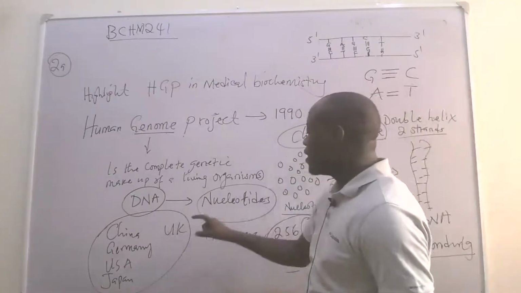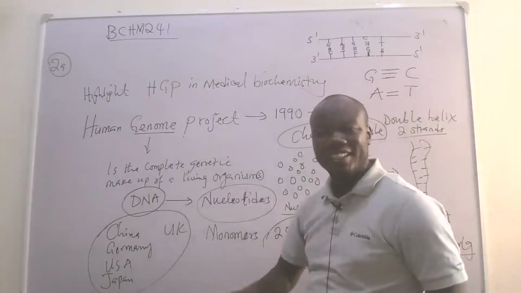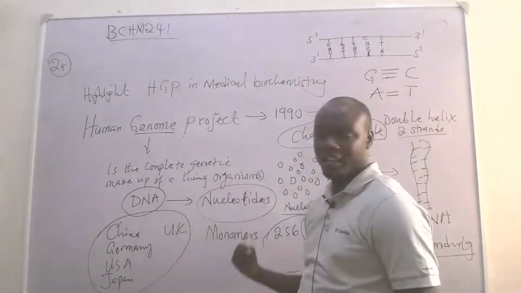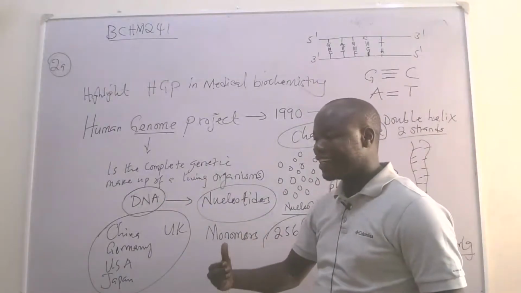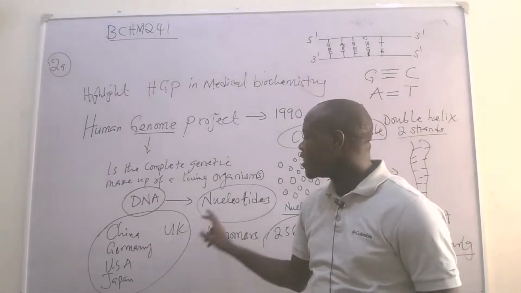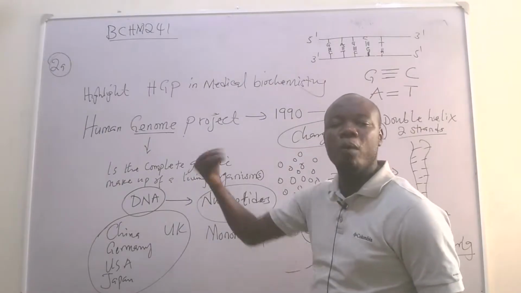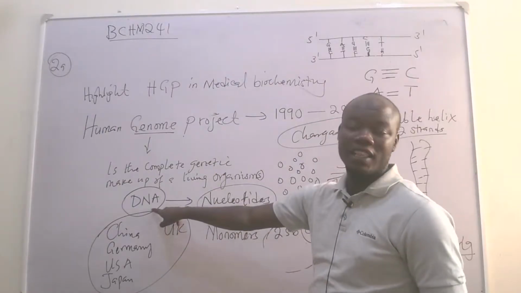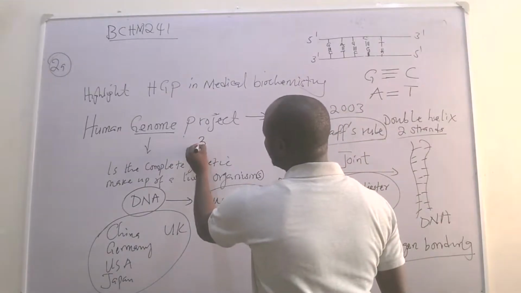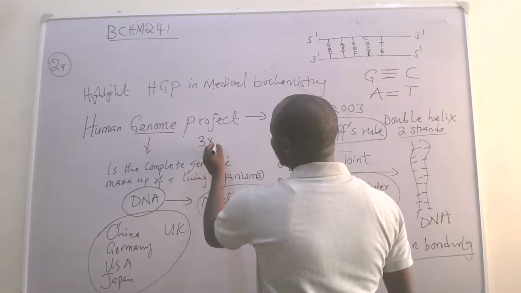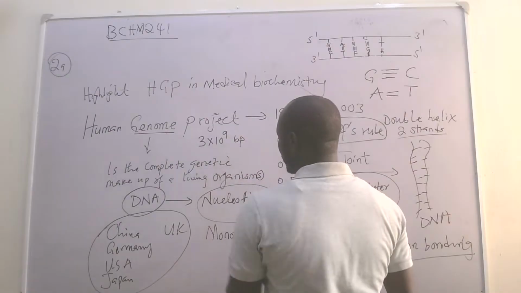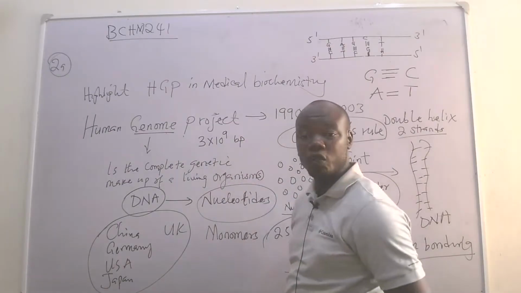So after the Human Genome Project, what the scientists did was that they got the DNA of human and then they sequenced it. When we say they sequenced it, it means that they determined the arrangement and the number of nucleotides found in the DNA. And that is how they were able to reveal that in the human genome, there are about 3 times 10 raised to the power of 9 base pairs. When we say base pairs, it means nucleotides.